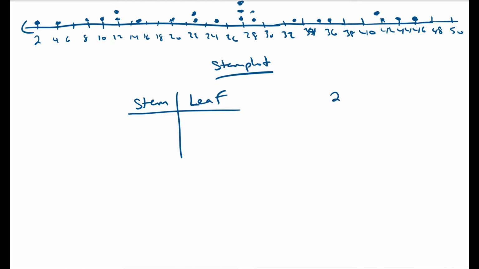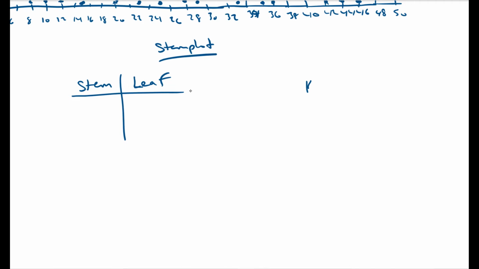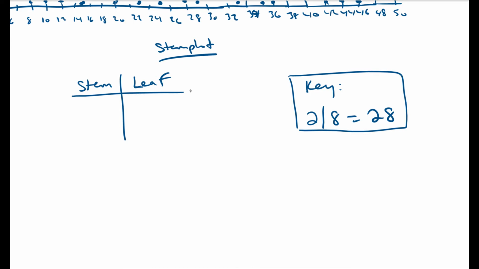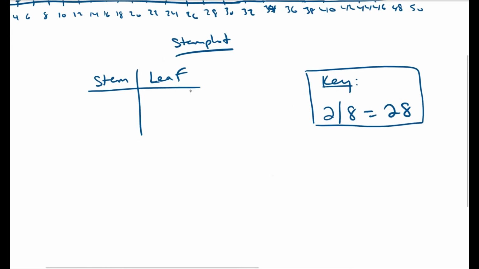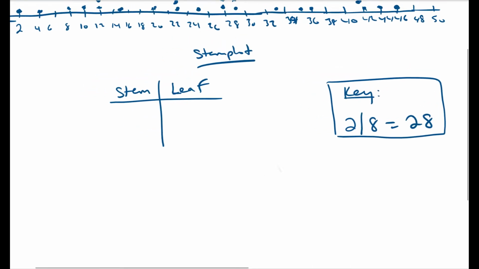This is where we do our key. Let's do it off to the side. If we have the number 28, then that would be 2 and 8. So 8 will be the leaf, 2 will be the stem. That's how our key is going to work. And if we have the number 2, then 0 is the stem and 2 is the leaf.